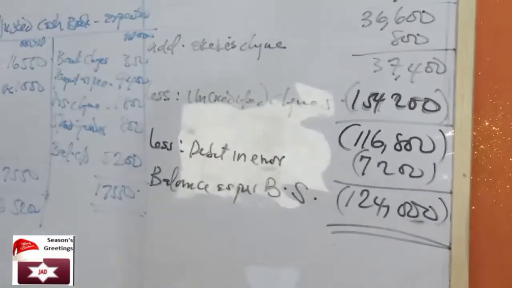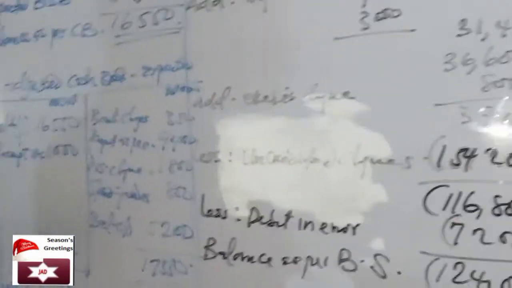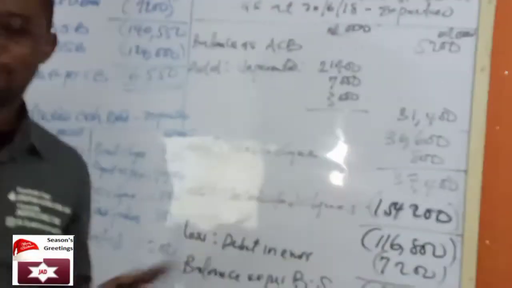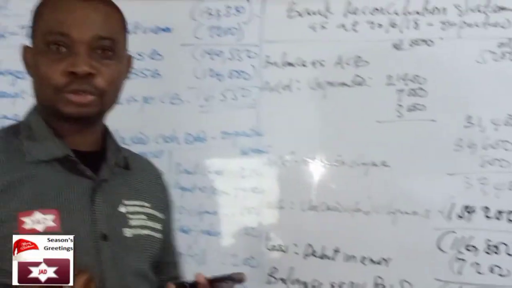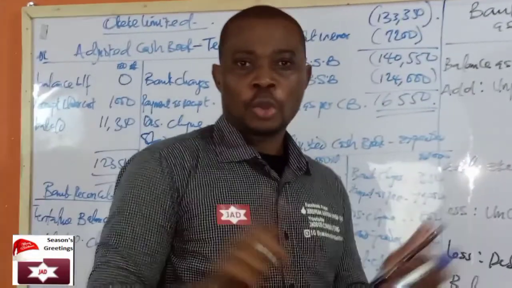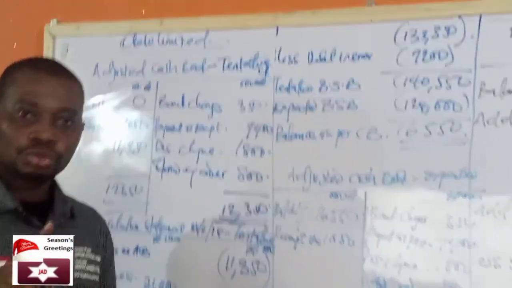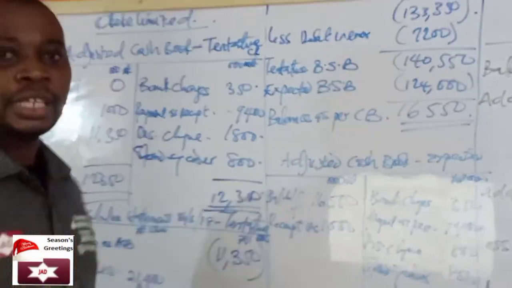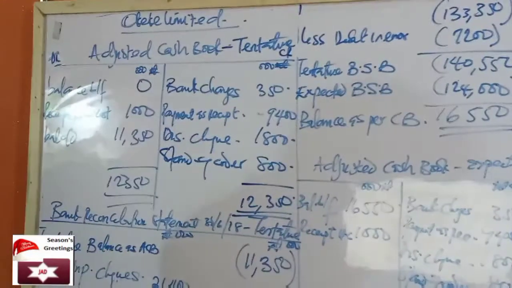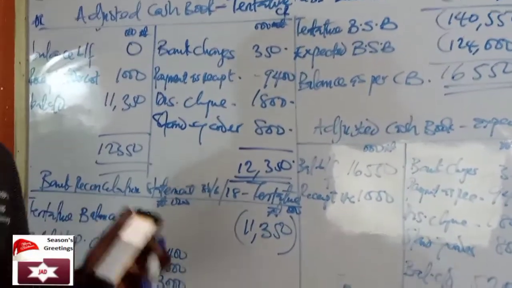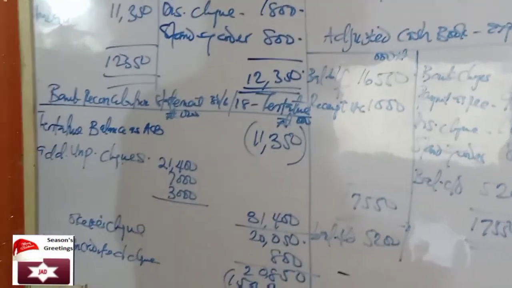This is actually quite a practical question, but we're able to attempt it properly. What we've done here is to use the incomplete record approach to get the missing figures and then prepare the revised adjusted cash book and the bank reconciliation statement.